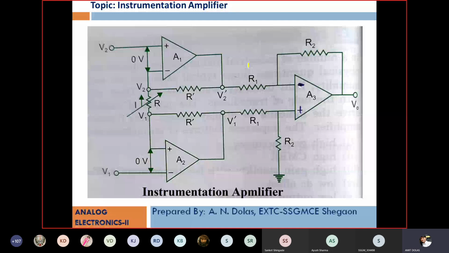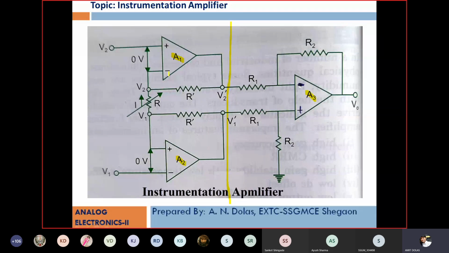Therefore, we are adding 2 buffers, A1 and A2, into both the inputs of stage A3. So I'm drawing a line here. On the left hand side of this line, we have only buffers, which is A1 connected to the inverting section of A3, and buffer A2 connected to the non-inverting section of A3.